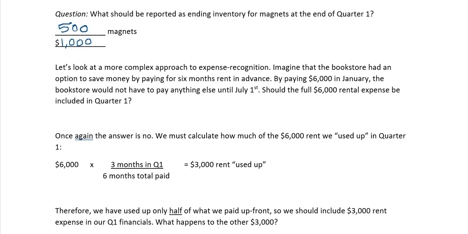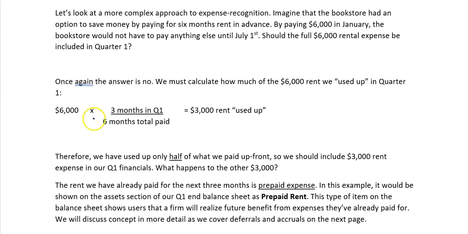We must calculate how much of the $6,000 of rent we used up in quarter one. So you see this calculation here. 6,000 is a total number that we paid on January 1st. And then we have a prorated formula, 3 months in quarter one divided by 6 months total paid. So if you were to divide 1 year into 4 quarters, which is what a quarter is, each quarter would be 3 months. So in quarter one, we would have January, February, and March.